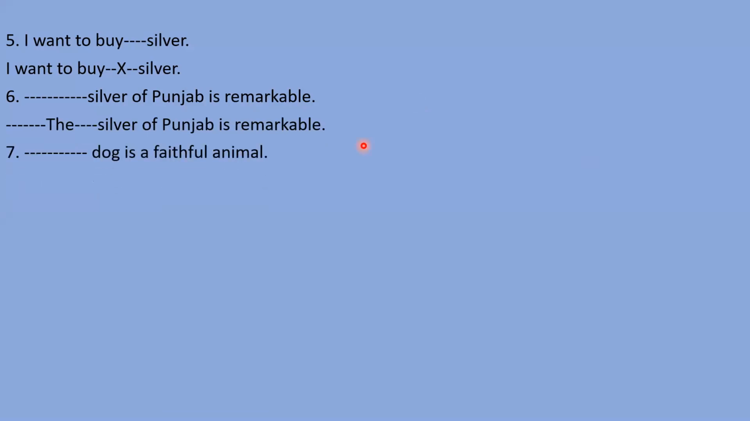Next sentence: the dog is a faithful animal. The dog is a, dog is a faithful animal. So which article will come? Okay, by mistake I have told you the answer. The dog is a faithful animal. So the article will come here.